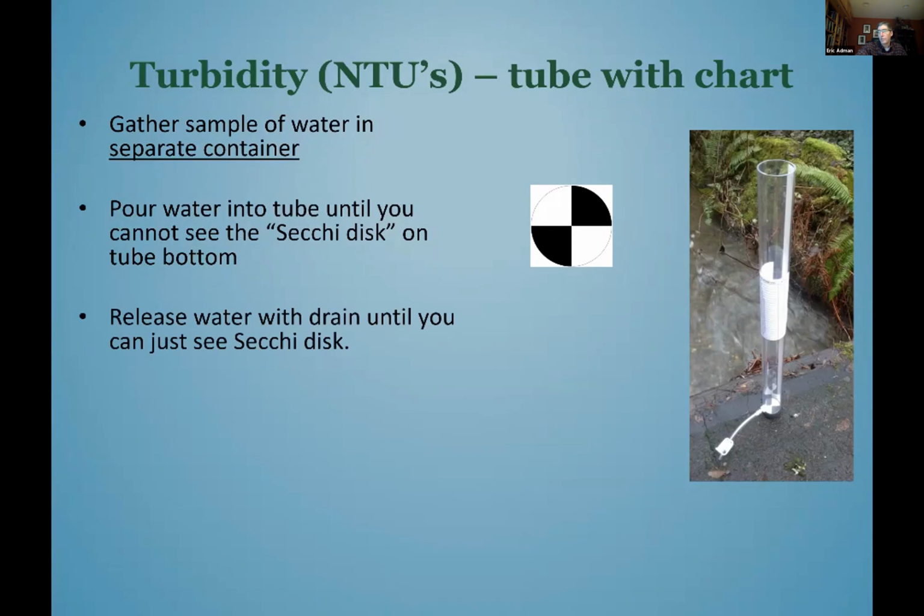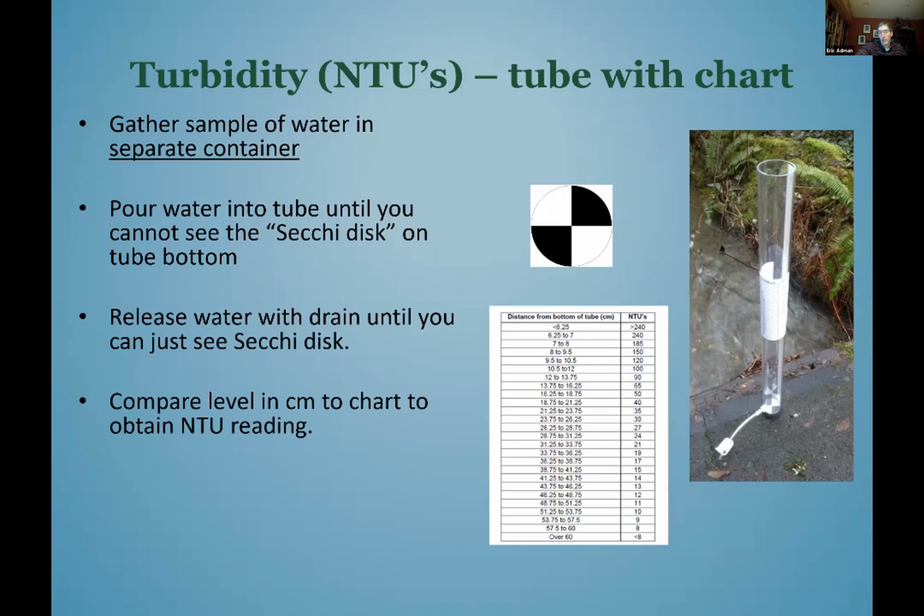And then when you just barely see it, on this particular one, you note how high it is, how deep that water is in centimeters in that tube. There's a standard relationship between depth of water and turbidity that is expressed in this chart. So if you have a given number of centimeters on the tube, then you consult the chart and it gives you the turbidity in NTUs.